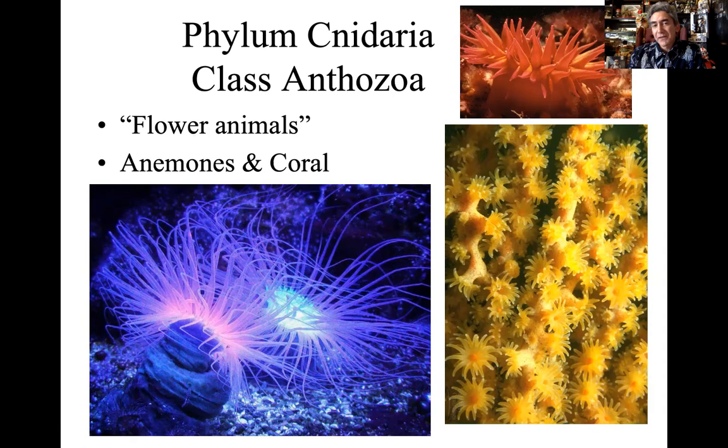And we know these as coral or anemones. If you watched Nemo, right? Anemones. So these are the anemones with the tentacles and the polyp body plan, right? So different shapes, different sizes. Some are really small, some get quite large. All these types of anthozoans.